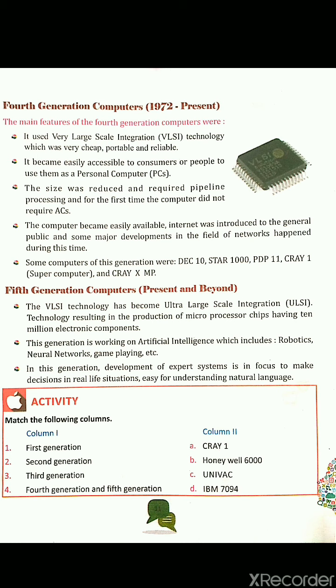Scientists are now trying to develop them in a way that they can think on their own, and this is known as artificial intelligence. It means computers think themselves, they can take decisions on their own, and this is called artificial intelligence. Robots work on this technology. So these are the five generations of computers.